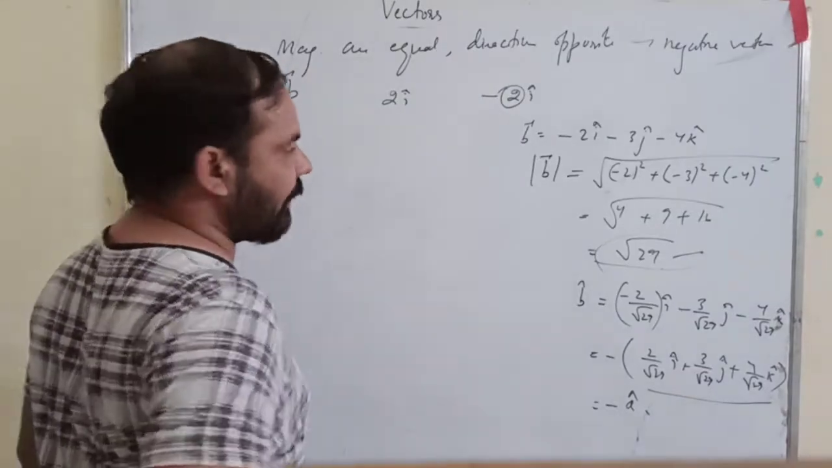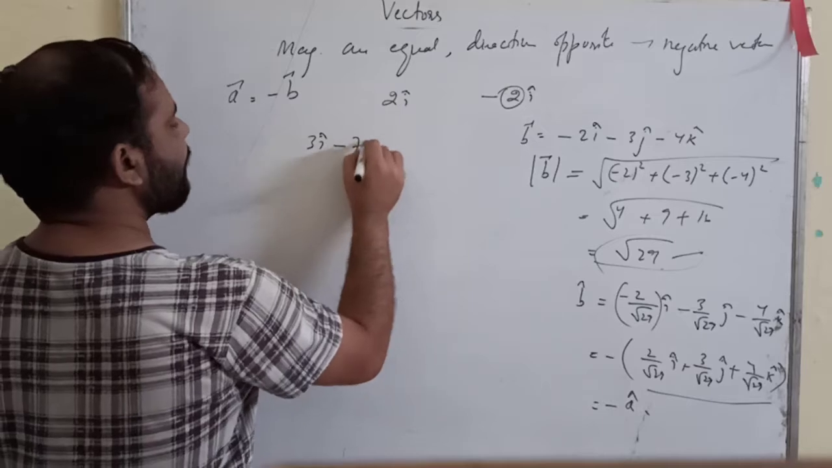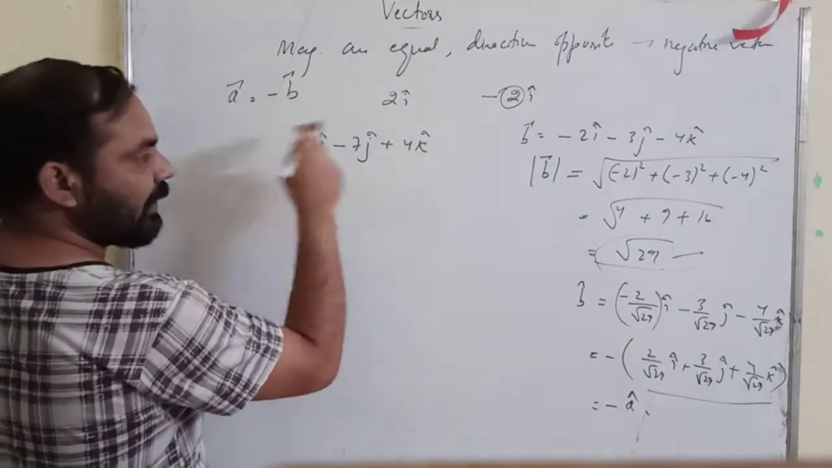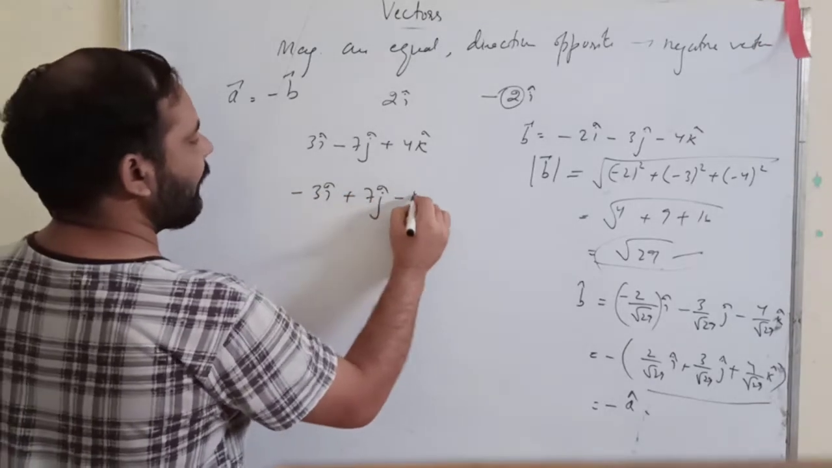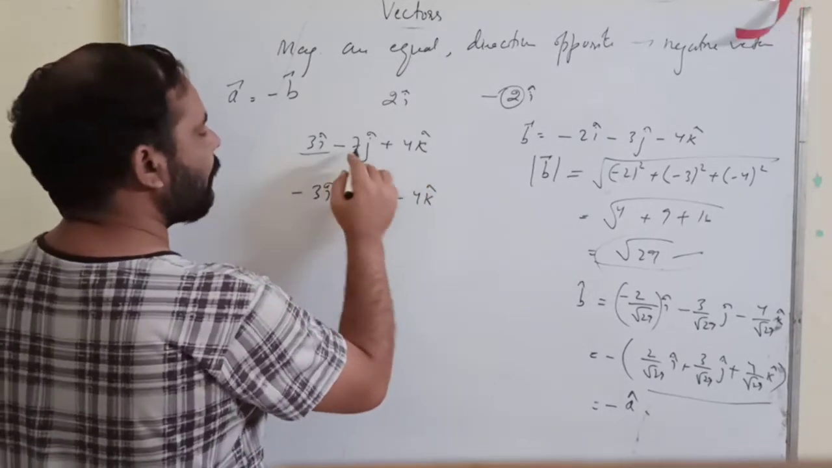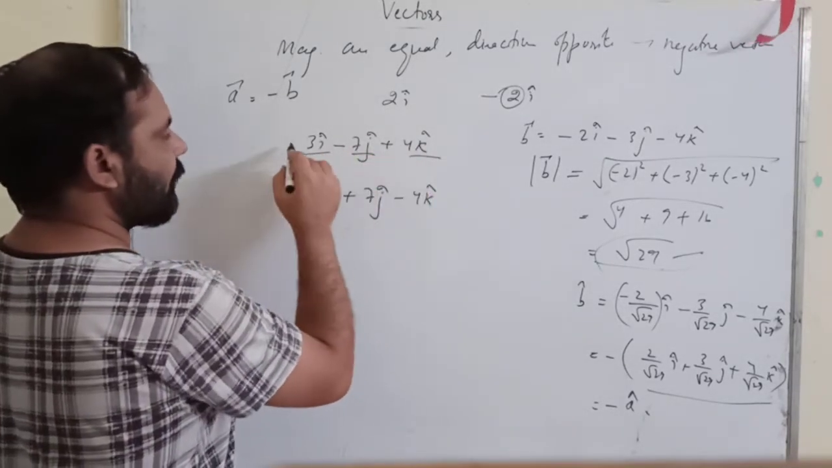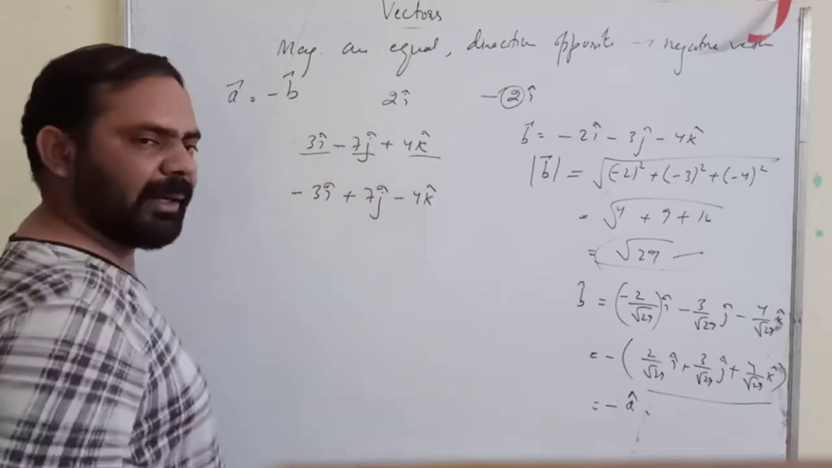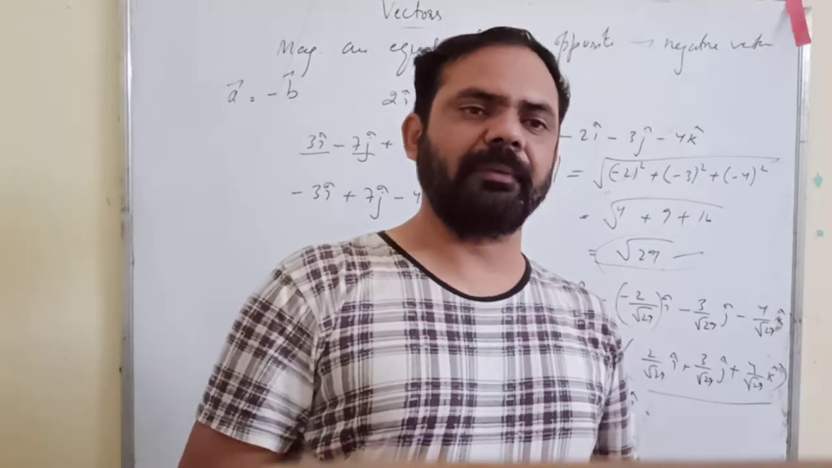Suppose you are given a vector 3 i cap minus 7 j cap plus 4 k cap. Suppose this is the vector. Then its negative vector will be minus 3 i cap plus 7 j cap minus 4 k cap. No need to change these quantities. Just reverse the sign. Plus becomes minus, minus becomes plus, plus becomes minus. Right? Then you will say that the two vectors are negative of each other.